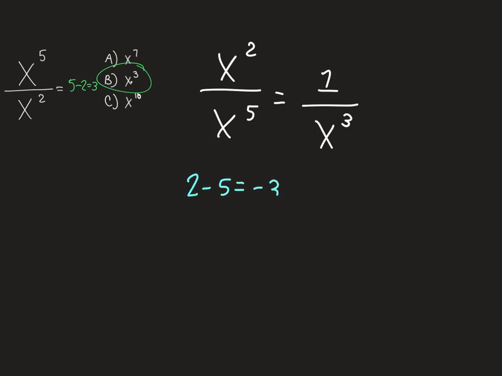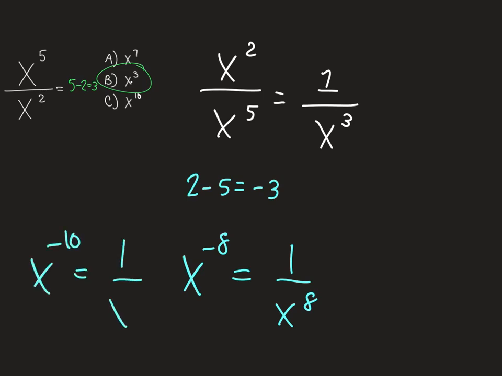The other way you can process this is to go top down. 2 minus 5 is negative 3. Start at the top and go 2 minus 5, and you get a negative. Anytime you get a negative, negative numbers have to go to the bottom of fractions. For example, x to the negative 8th is equal to 1 over x to the positive 8th. x to the negative 10th is equal to 1 over x to the positive 10th. 5 to the negative 2nd is equal to 1 over 5 to the positive 2nd. Anytime you have a negative exponent, you just put it in the bottom, and it becomes positive, and there would be a 1 on top.